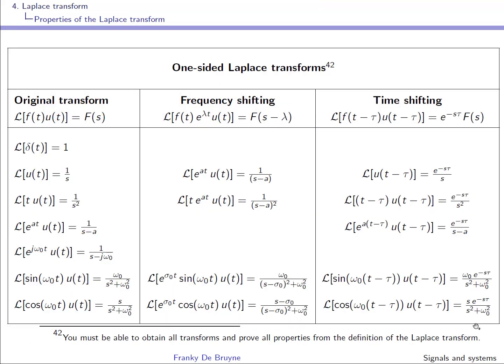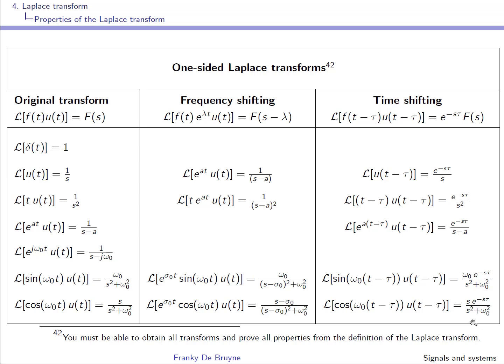So this is the final table with the Laplace transforms that you should master at the time of the exam, and obviously there are other Laplace transforms that I could add on here, but at the time of the exam I'm really happy if you can reobtain these Laplace transforms from the definition, from the properties of the Laplace transform, and also find the associated regions of convergence.